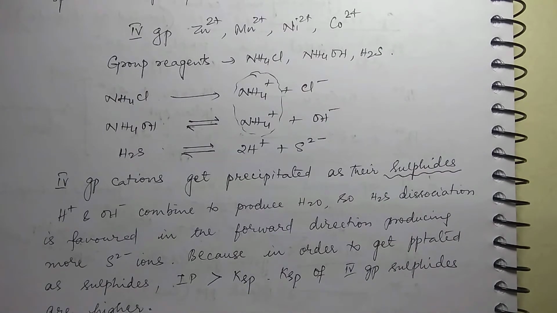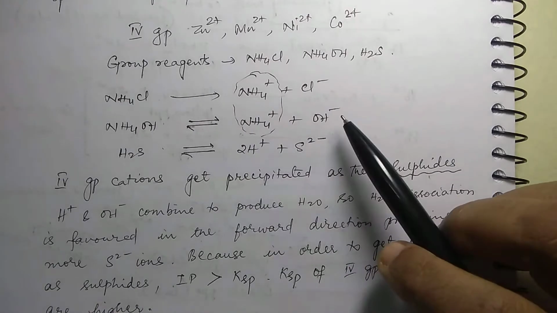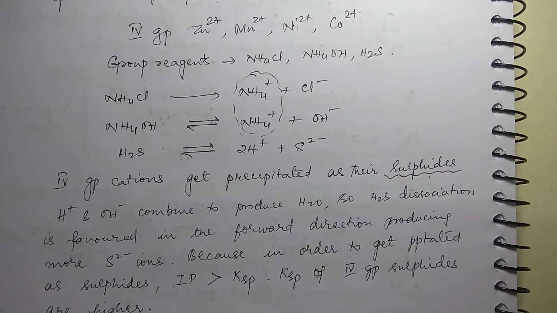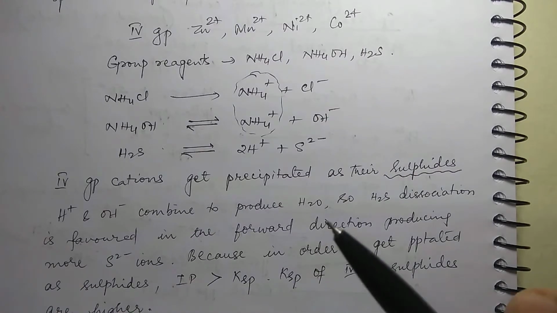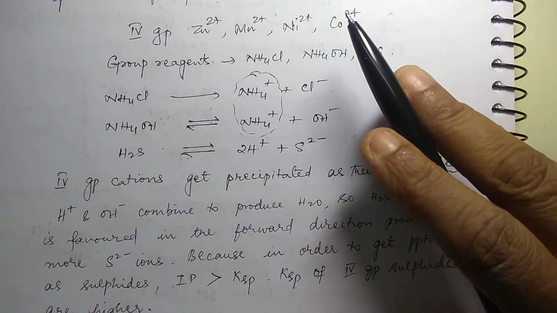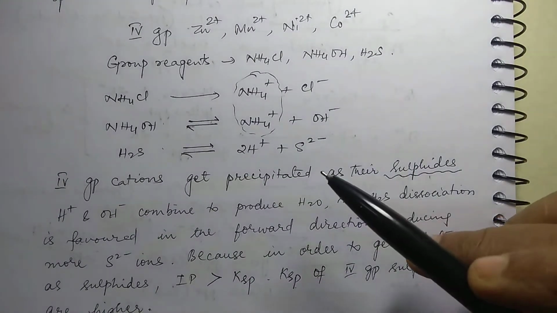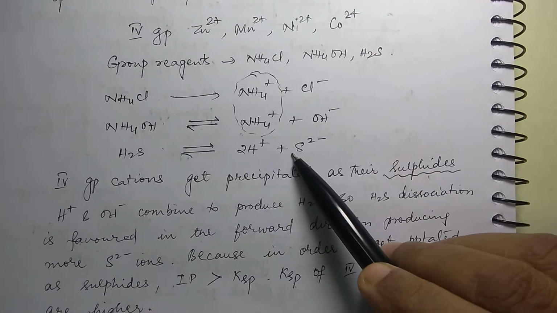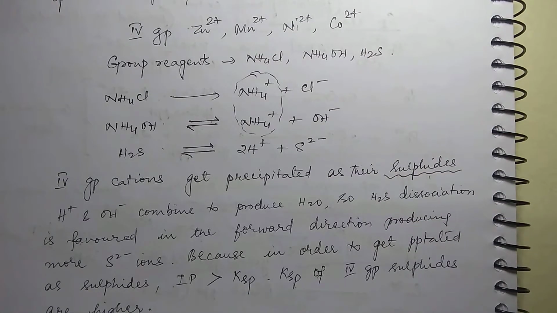Okay. Now in the medium, H plus and OH minus both are there. So obviously it will become water, right? That means OH minus is not available to get precipitated as hydroxide. So these ions, how are they going to get precipitated? They are going to get precipitated as their sulfides.